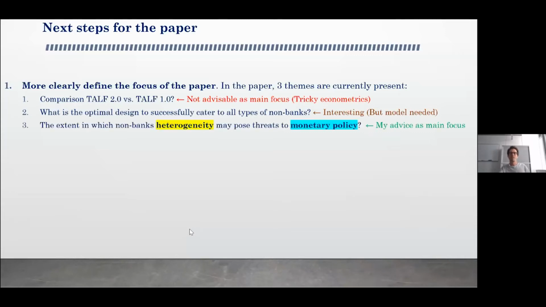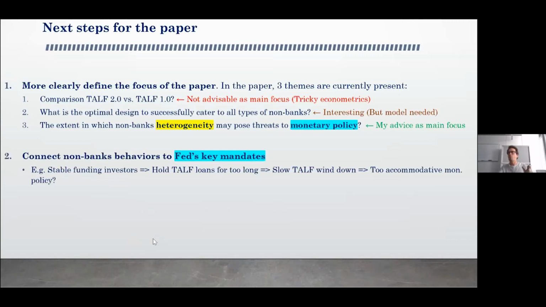And the third theme currently present is the extent to which non-banks' heterogeneous behavior may pose some threats to monetary policy. This is currently the main theme of the paper, and I would advise the authors to make it the main focus of the paper, and maybe turn down the first 2 themes. I've highlighted two expressions, and so my next recommendations relate to these expressions. So monetary policy, I would recommend the authors to connect non-bank behaviors to the Fed's key mandates, employment and price stabilization, in order to always have in mind the big picture of the Fed's role.